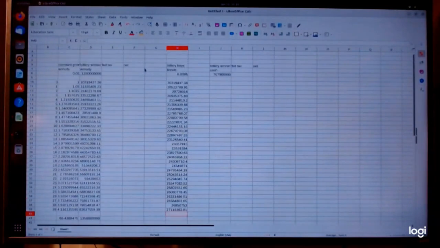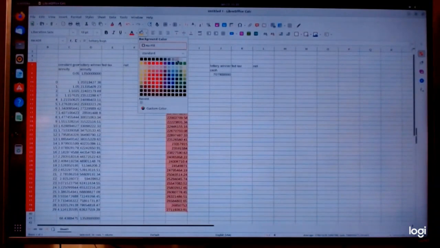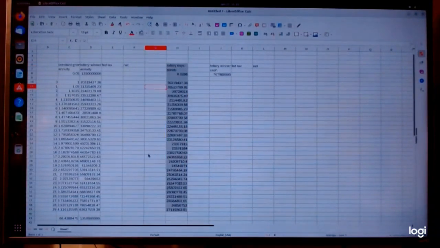see the lottery, I'm going to gray this out because the lottery buys these bonds. The winner never sees this. So let's just gray it out. And we need to sum of H10 through H39.